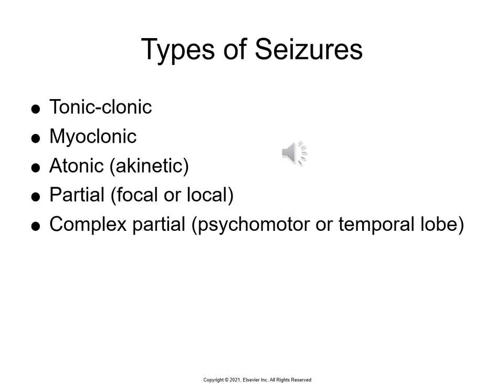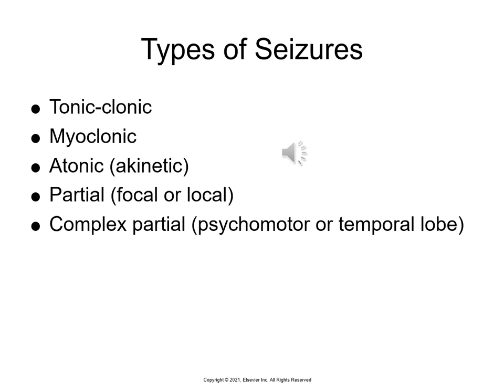The first one being generalized tonic-clonic. When we think of a seizure, this is usually the one that comes to mind as what we may observe in our patient. A tonic-clonic seizure lasts 2 to 5 minutes, begins with a tonic phase, which is stiffening or rigidity of arms, legs, muscles, and immediate loss of consciousness.